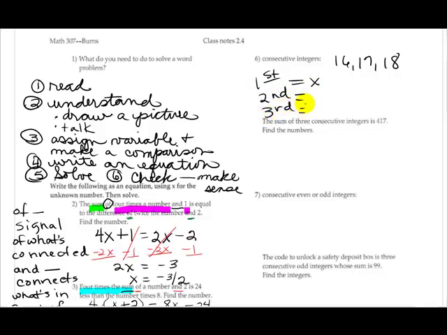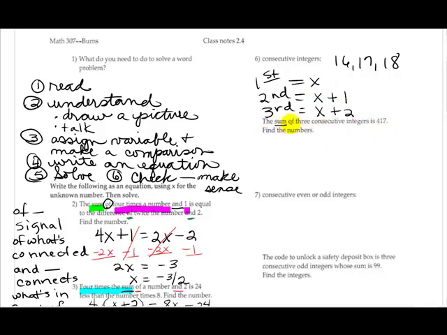3 consecutive integers. So if the first number is x, then the second number is going to be x plus 1. Because if my first number here is 16, then how I get 17 is 16 plus 1. Everything is in a comparison to the first number. So then x plus 2 is the last number, the third number. 16 plus 2 gives me the 18. We'll use these to figure out this problem.